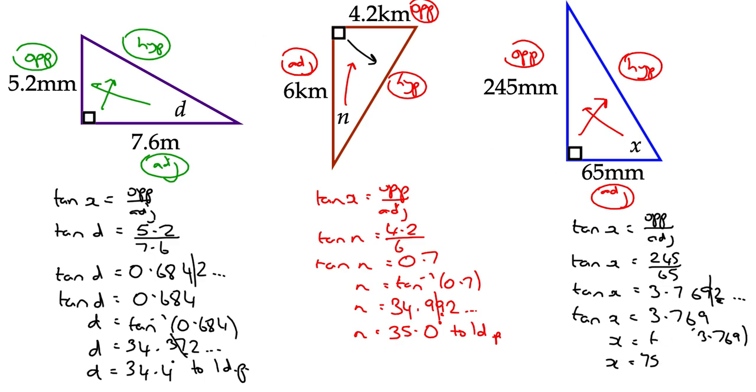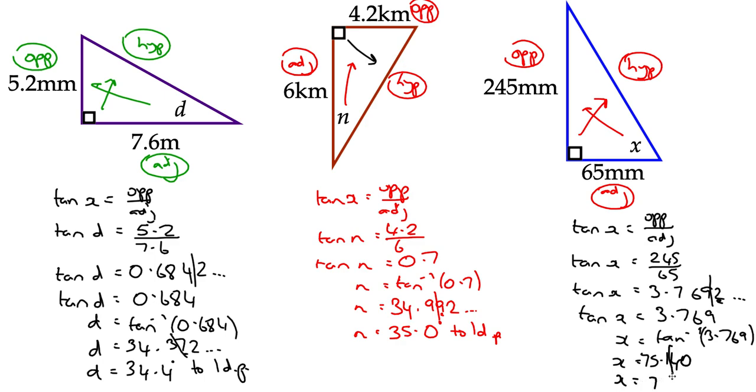Oh, that was a very big eraser. Let's rewrite a little bit of that in. That should have been tan to the negative 1 of that. It's what did it say? 75.140. Cut it after 1 decimal place. So x is 75.1 degrees to 1 decimal place.